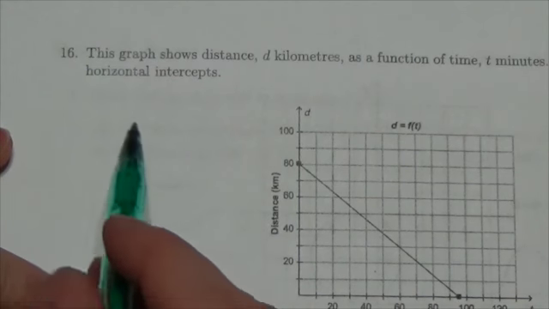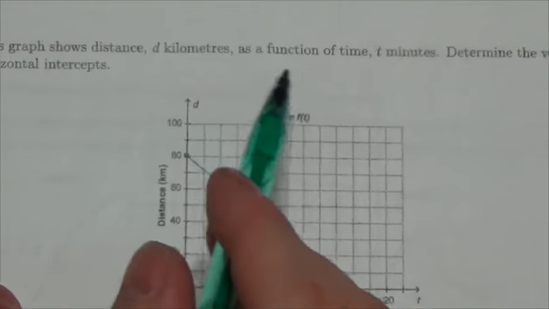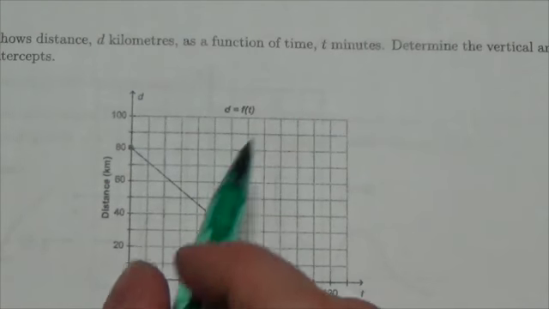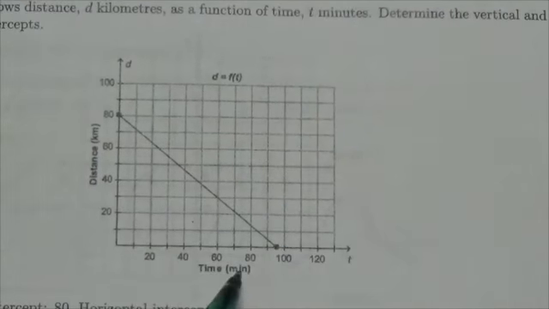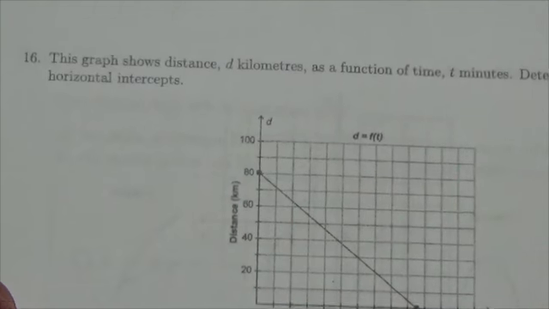Hi everyone. This question says that this graph shows the distance, d kilometers, as a function of time. Okay, so distance is a function of time. Distance is the dependent variable, time is the independent variable. Okay, determine the vertical and horizontal intercepts.